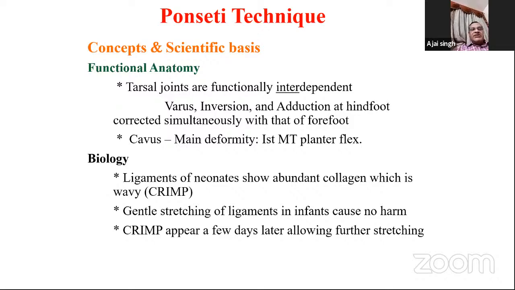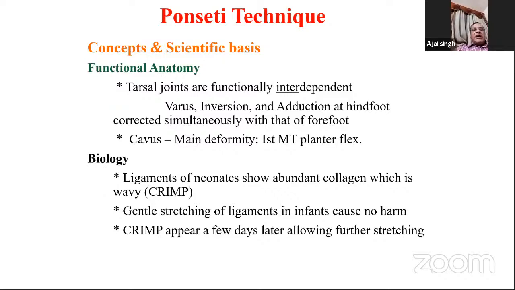The cavus, which is a deformity usually in the children who are presenting late. So we have to do the first metatarsal plantar flexion as the first step, meaning to increase the supination. Increasing the deformity is the first step.